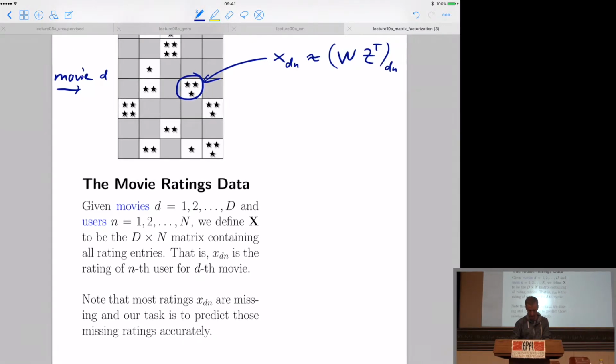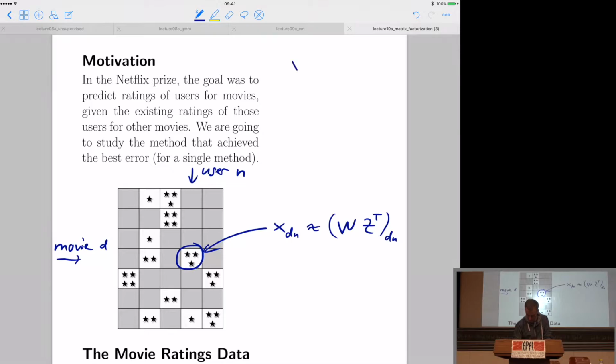We have, let's say, okay, I'll just give the idea here. You're trying to approximate this X matrix, but that's not all the entries. Trying to approximate this with a matrix product. But not everywhere, but only the white entries, only the ones which are observed. That's kind of the task.